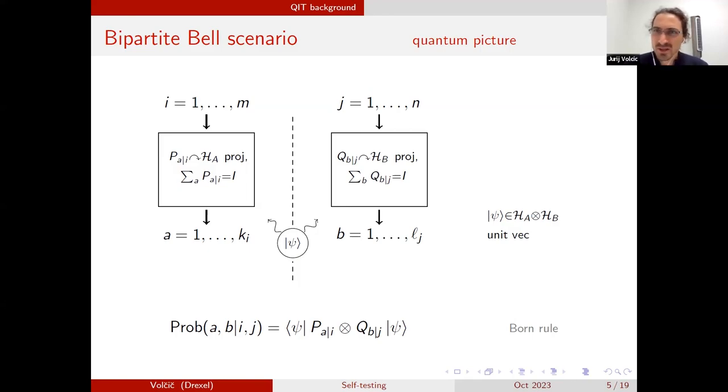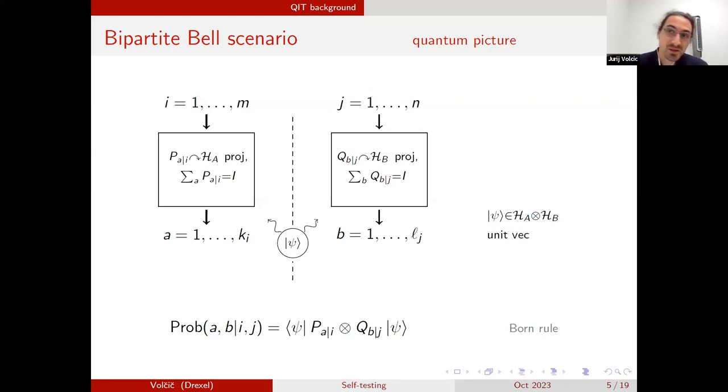And the other thing for simplicity, I'm sticking with pure quantum states. So for me, a quantum state, at least for today, is going to be a unit vector in a Hilbert space. So I have a bunch of projections for one party, a bunch of projections for the other party. For each input of the third party, I have as many projections as I can have outputs for that input. And those projections add up to identity.